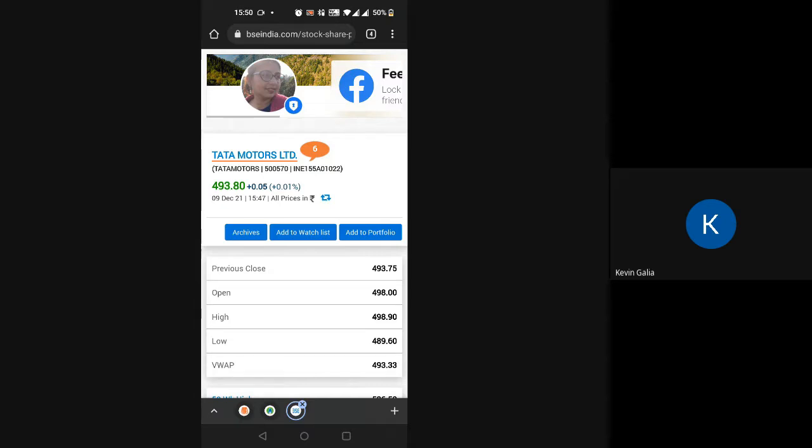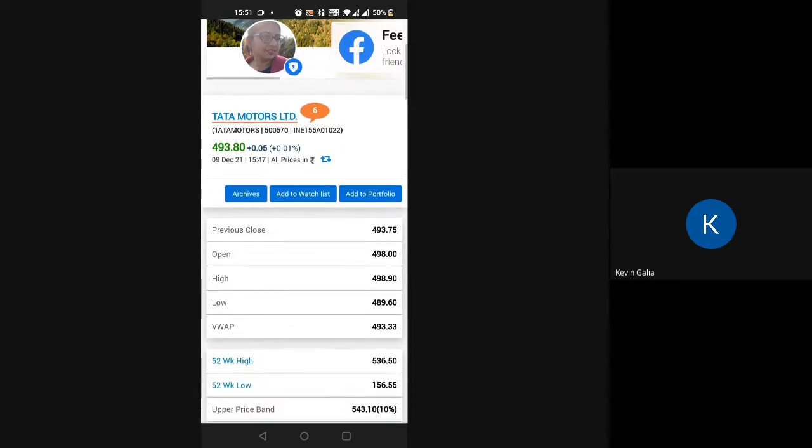You can see Tata Motors is 493, and if you notice, the opening price was 498. Right now the price is 493, but the opening price was 498. What does it mean? In the morning, people had some information about Tata Motors, and by evening people updated their information. Some people feel that Tata Motors is not as lucrative as others feel, and these people would have sold Tata Motors stock.